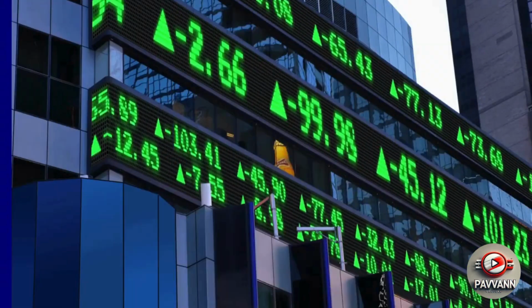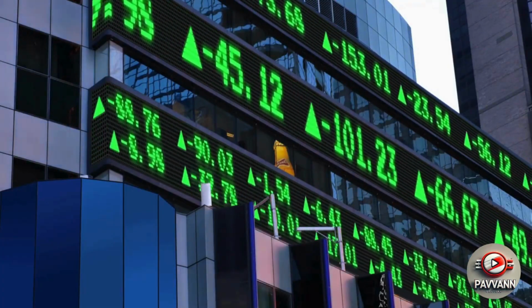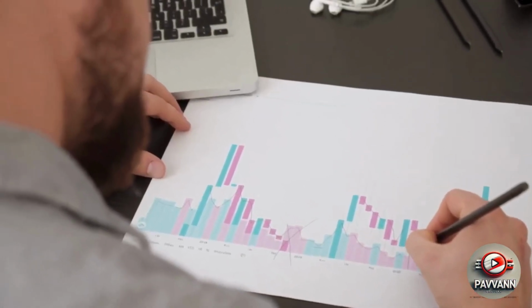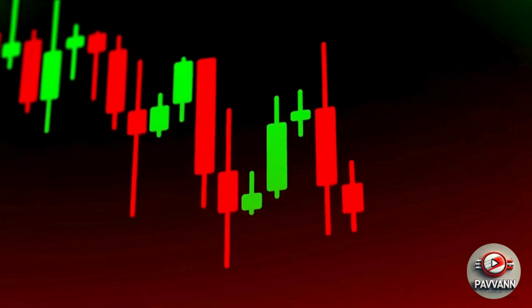Candlestick patterns are a visual representation of price movements within a specified time frame. They provide valuable insights into market sentiment and can help us predict potential reversals or continuations in price action.